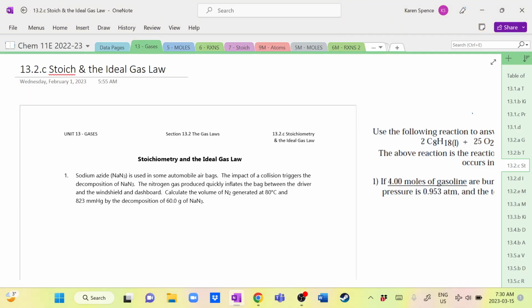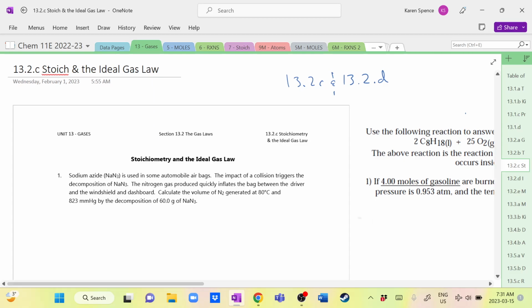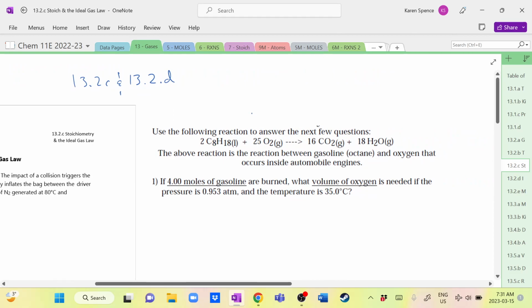Good morning. We are going to take a look this morning at stoichiometry and the ideal gas law. If you feel like you're good on stoichiometry, you can just go ahead and do the exercises in 13.2c and 13.2d. 13.2d is about limiting reactants, but if you feel like you could use a refresher, then stay with me. If not, just go ahead and do those exercises. All right, here we go.